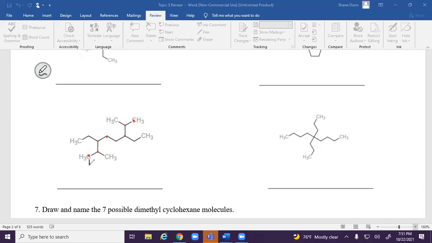Oh, technically, let's use green. One, two, three, four, five, six, seven, eight. It does. You're going to start this way because it gives the lowest priority to, well, technically, no, it doesn't. You could start theoretically this way too. One, two, three, four, five, six, seven, eight. Works the same way.